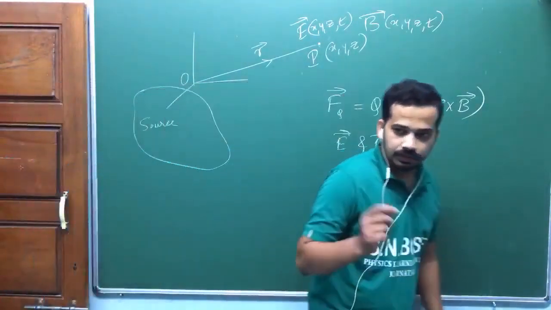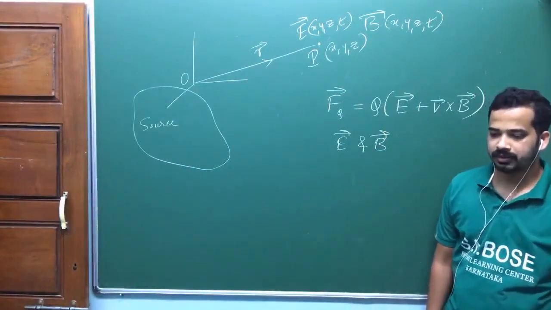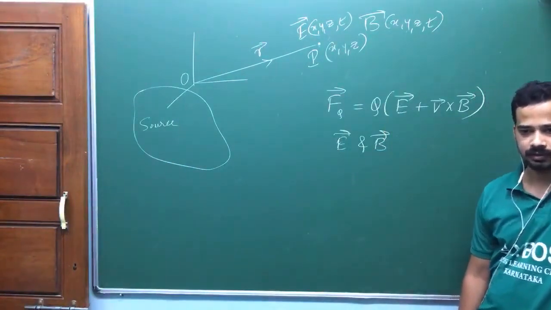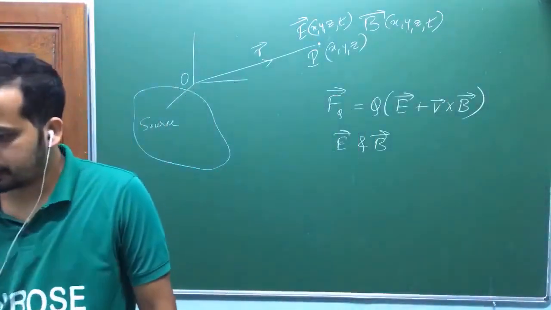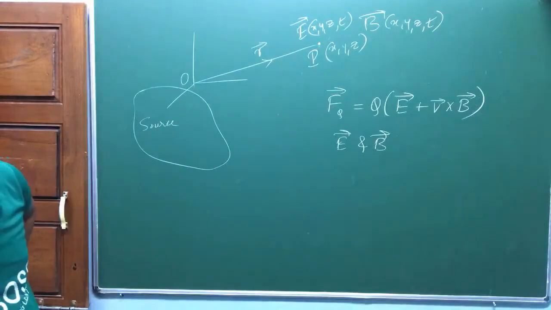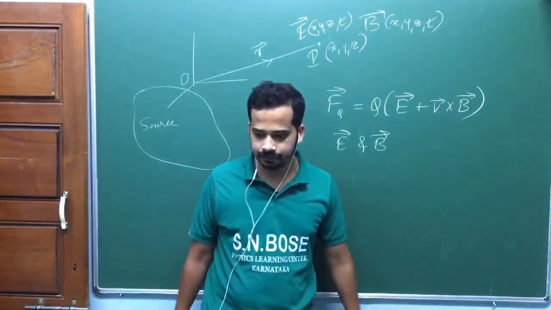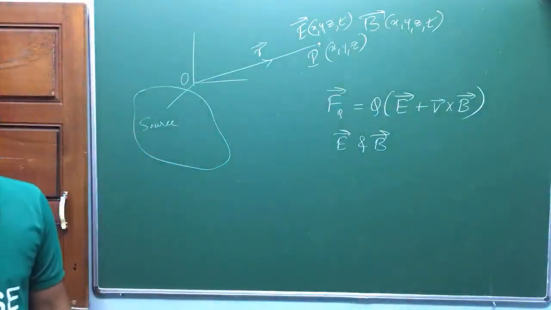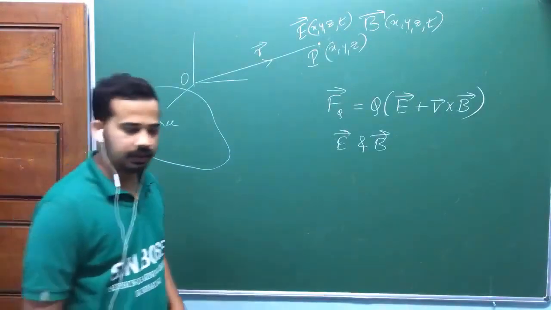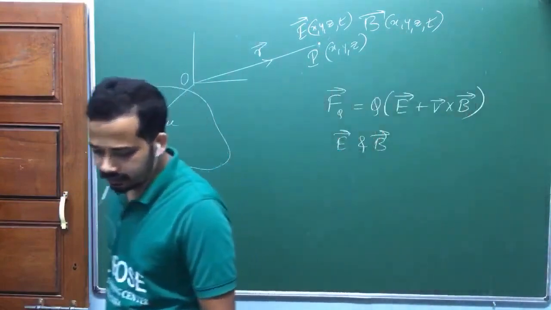we imagine there exists something at that point. That something is the electric field or magnetic field, or both. E vector, B vector, or both.